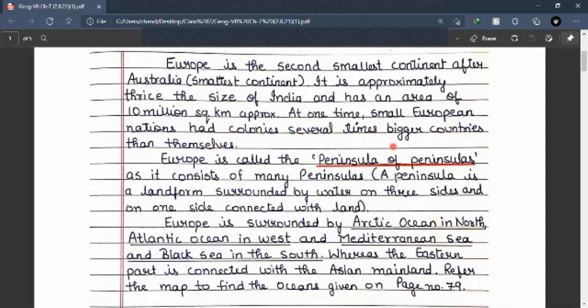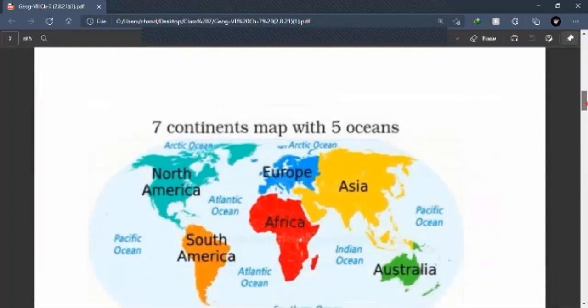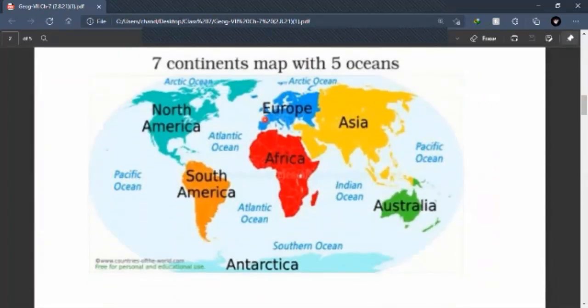Europe is called the Peninsula of Peninsulas, as it consists of many peninsulas. So children, a peninsula is a landform surrounded by water on three sides and connected with the land on one side. In this map, Europe is marked here, and as you can notice, it is surrounded by water on three sides, whereas on one side it is connected with land. Hence it is known as the Peninsula of Peninsulas.